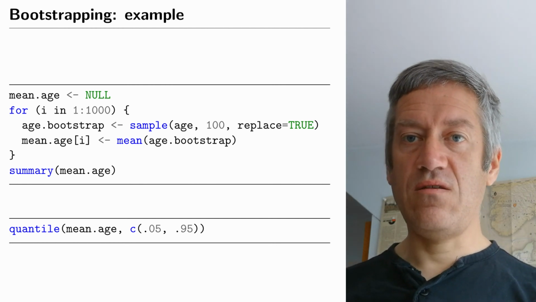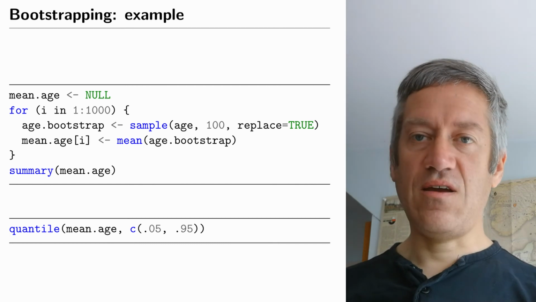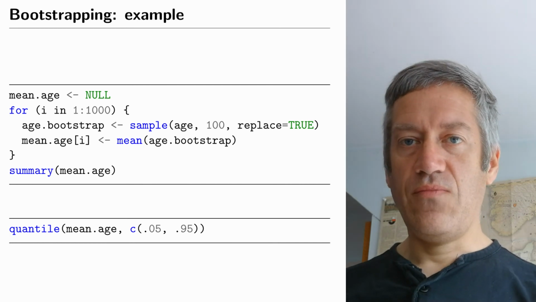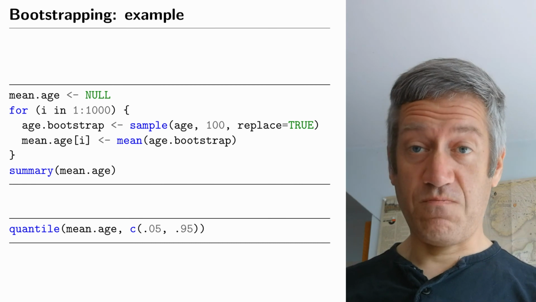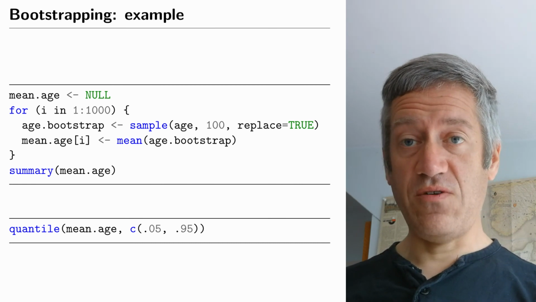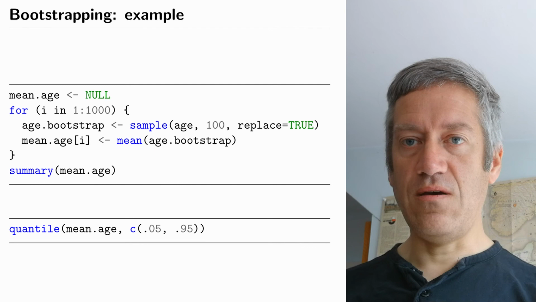samples each iteration of all those ages, and each time recalculate the mean. And then by looking at the quantiles, we can look at a 95% confidence interval of this estimated mean.